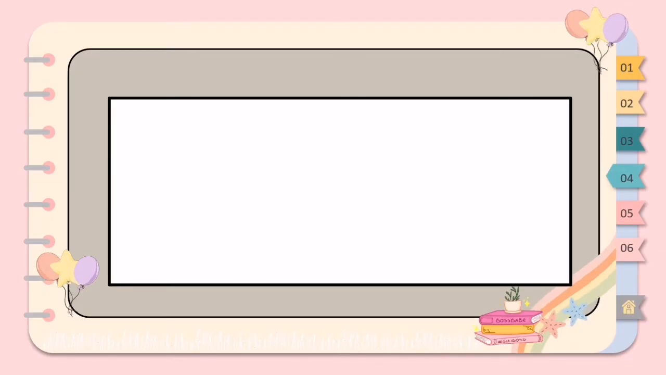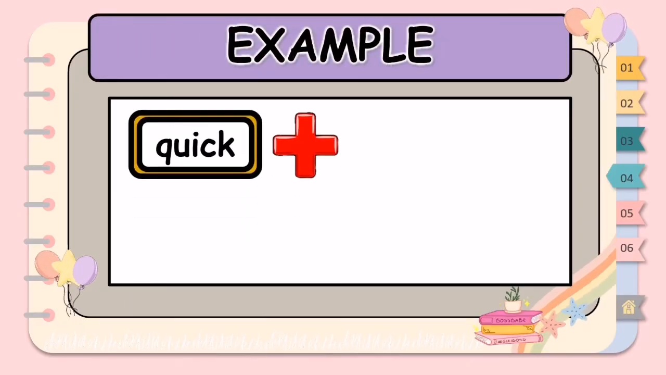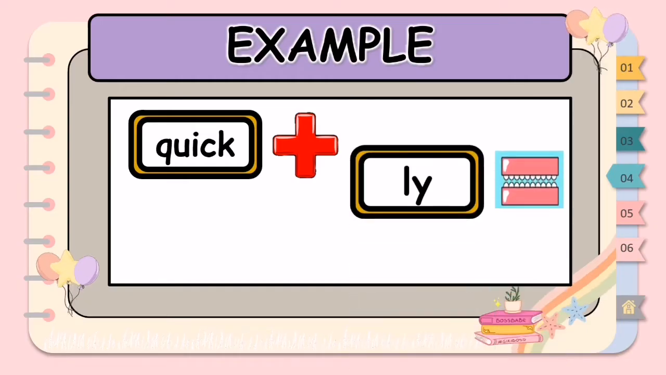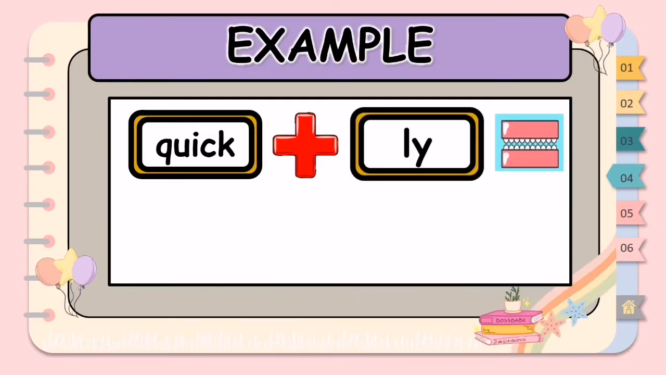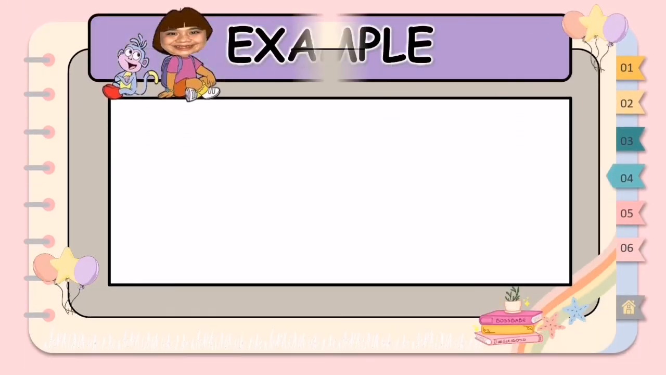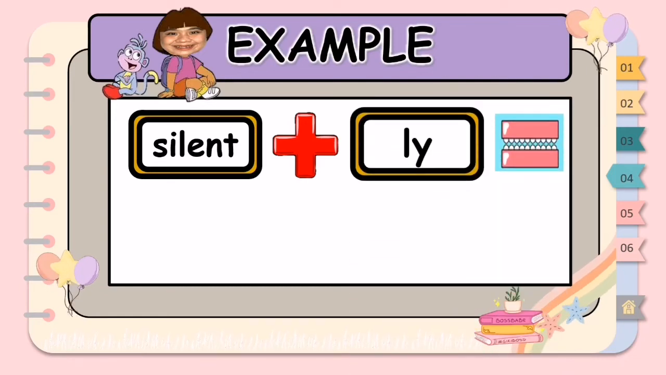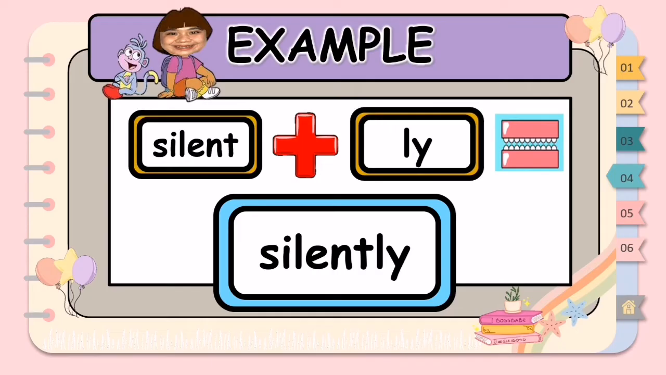And here is an example on how we form an adverb of manner by simply adding ly to the adjective. Like quick, which is an adjective, plus ly, it becomes quickly. So quickly now is an adverb of manner. Another is the adjective silent plus ly, it will become silently.